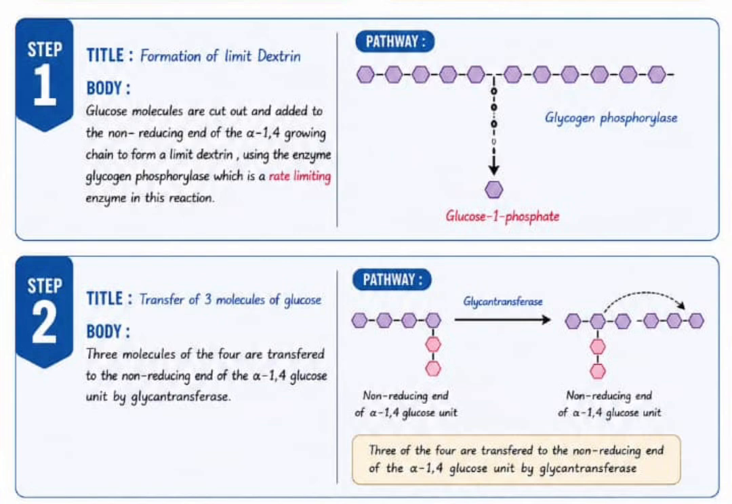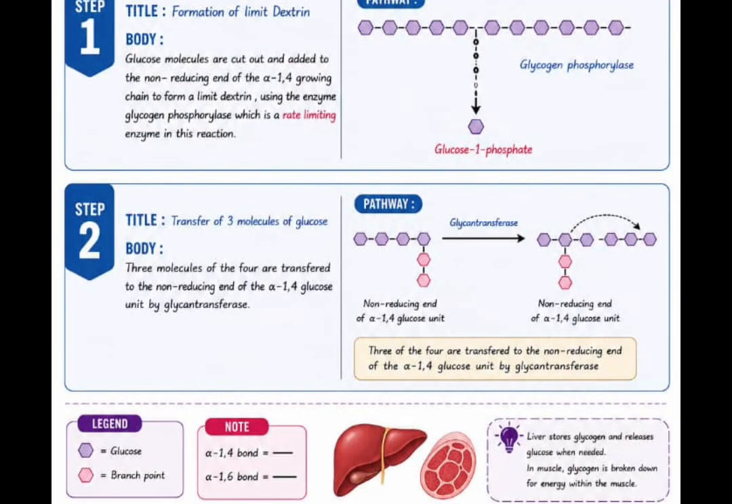So first, the rate-limiting enzyme that allows the initial cutting is what we call glycogen phosphorylase. So glycogen phosphorylase allows the first cutting. Then the next enzyme that will come is to transfer it to the non-reducing end, called the glycan transferase. So glycan transferase transfers those cuts from number 5 to, let me say, number 10 or number 14. They transfer it to the non-reducing end of that horizontal 1,4 glucose unit, joining them by alpha 1,4 glycosidic bond.